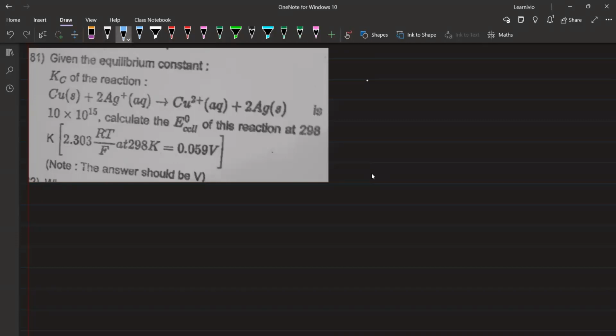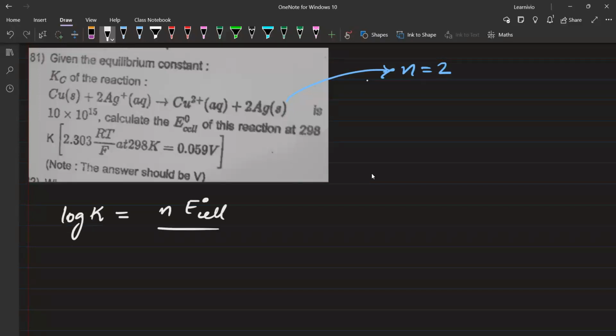Okay, so basically, first calculate the number of electrons. What will be the value of n? Guys, looking at the reaction, tell me what will be the value of n, the number of electrons. Tell me. 2. Very good. And what have they asked? E naught cell. So what is the relationship? We have just seen log K is equal to n into E naught cell divided by 0.059. What do you think? It is like that only. Tell me guys. Yes, sir.